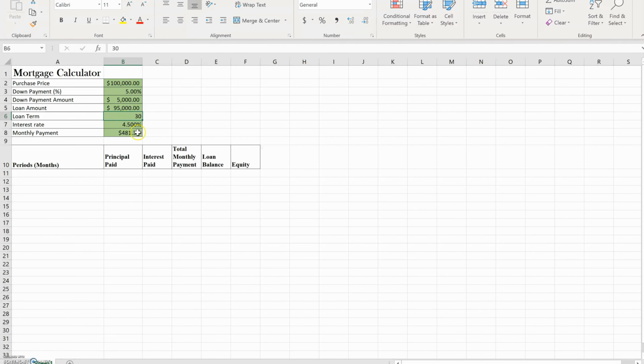That is a 30-year loan term, so you're paying it off over 30 years, and that's 4.5% interest on the loan for a total monthly payment of $481. So how did I build this monthly payment right here? How did I solve for payments?